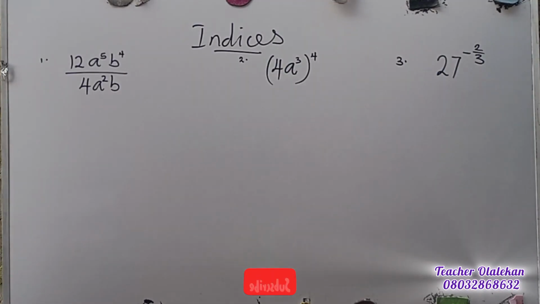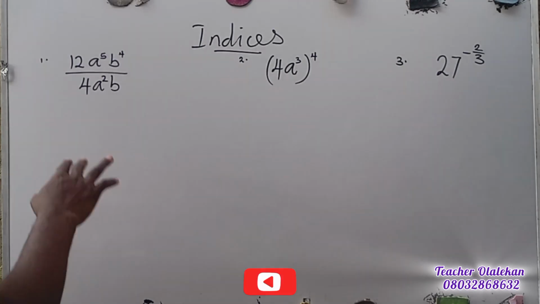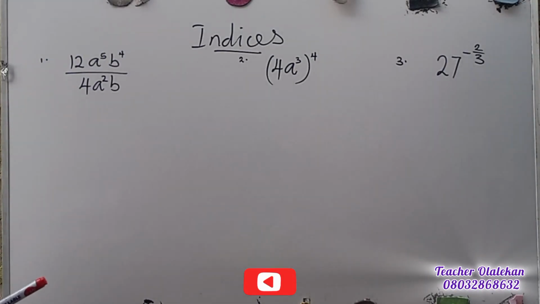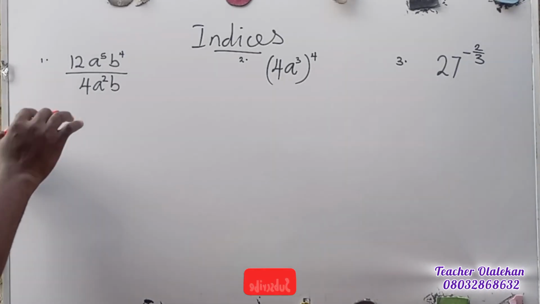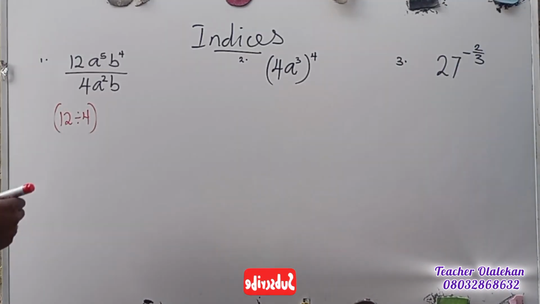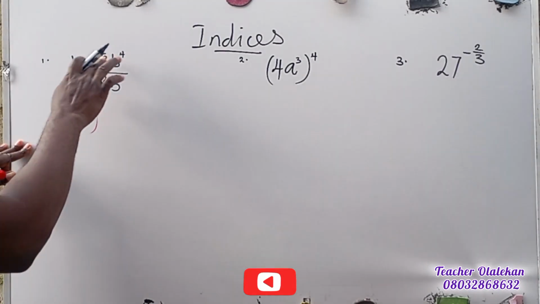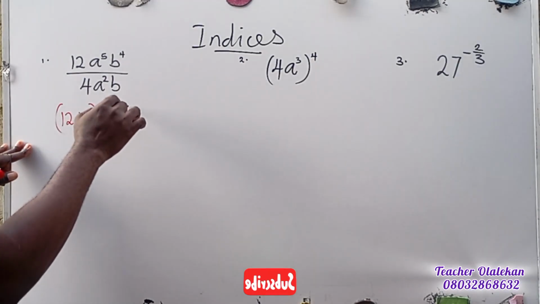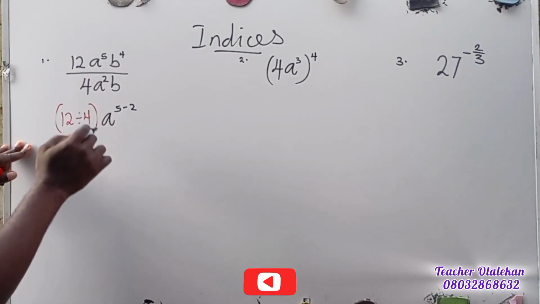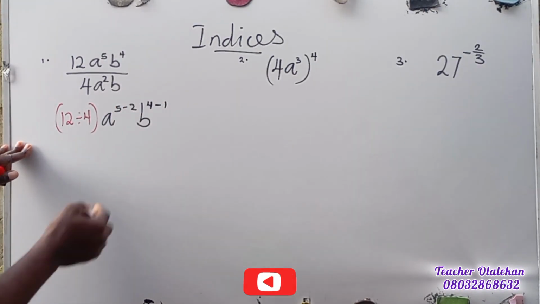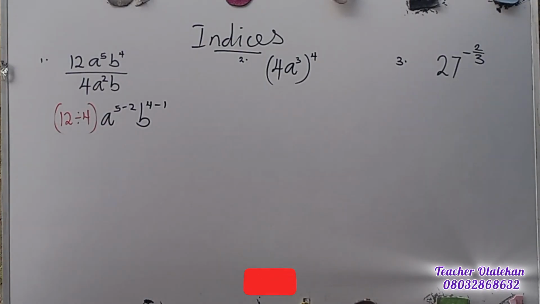So now let's solve these questions, and you can see that what we have here is just a plain division law of indices. So what we do first is divide these two. That is going to be 12 divided by 4 in brackets. Then we have our exponents one after the other: a raised to power 5 minus 2. Don't forget it's division, numerator comes first, into b raised to power 4 minus 1. So why do we do it that way?